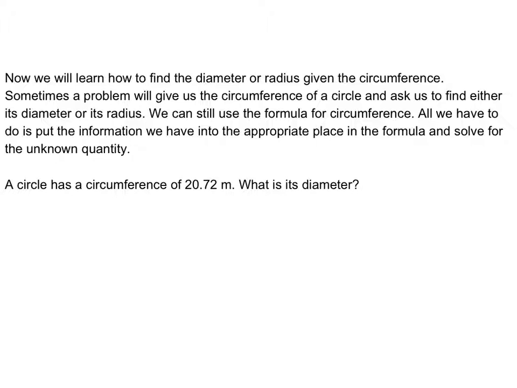for the unknown quantity. So a circle has a circumference of 20.72 meters. Our job is to find out what its diameter is. If we write the equation, circumference is equal to pi times diameter, we fill in what we know. Our circumference is 20.72, and we use 3.14 for pi. This turns into a one-step equation.